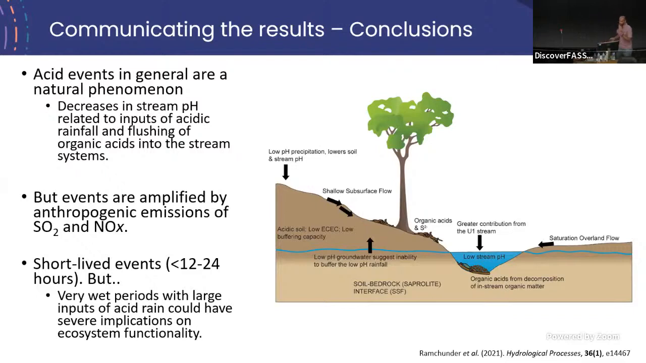And what we found is that these acid events are typically a natural phenomenon, because Singapore gets a lot of acid rain. These decreases in pH are typically related to acid rain, as well as organic acids that are being flushed in, and you can see that in the results as I mentioned. But these really big drops in pH, when it becomes strongly acidic, are more likely to be amplified by sulfur and NOx species.